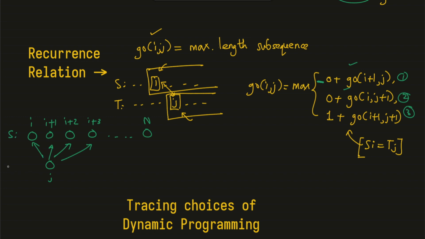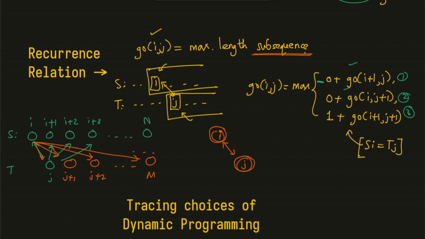And similar for string T, if we would have skipped j, then we would have taken j plus 1, then j plus 2, and so on up till index m. And we would have tried matching I with j plus 1, j plus 2, and so on. This would have taken care of matching all possible I with j, and hence it is considering all the possible choices of matching between these two indices, which is what we need to do if we are considering all possible subsequences.